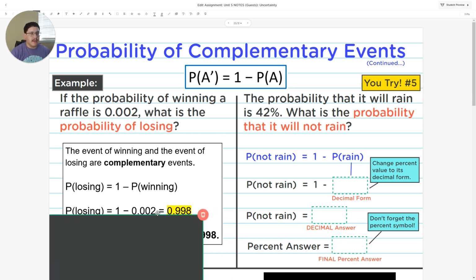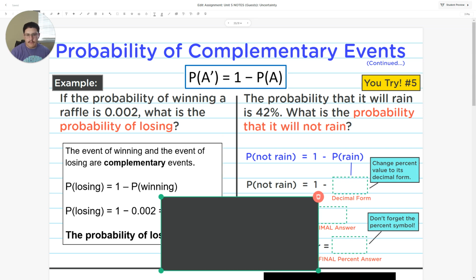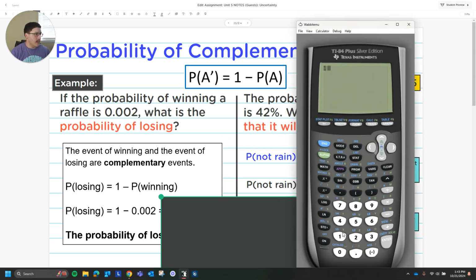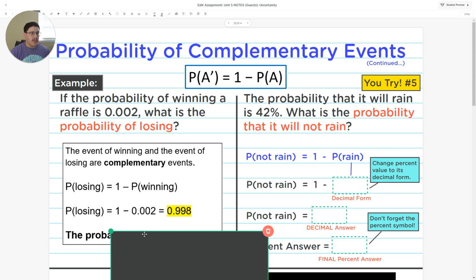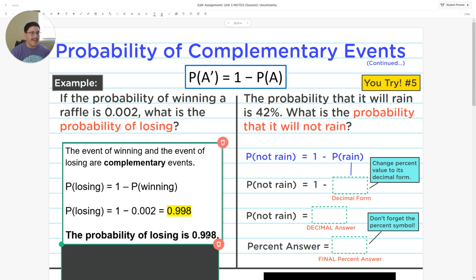So I'm going to take 1 and subtract 0.002. I'm going to get 0.998. So the probability of losing is 0.998. If you want to turn that into a percentage, losing is 99.8% of a chance. Or the probability of losing is 99.8%. In decimal form, it's 0.998. So, that's that example.